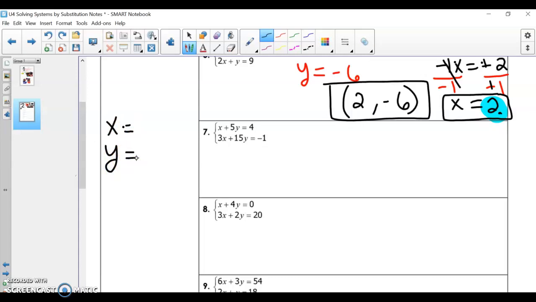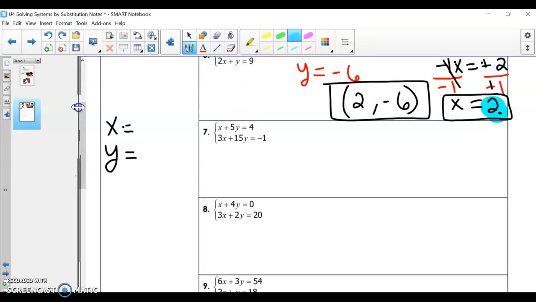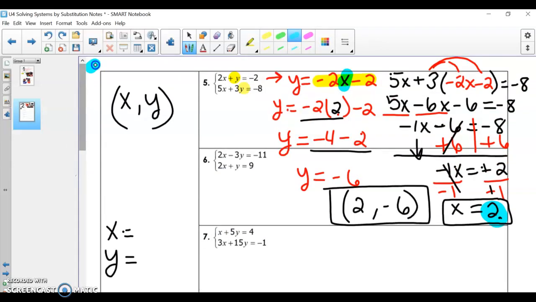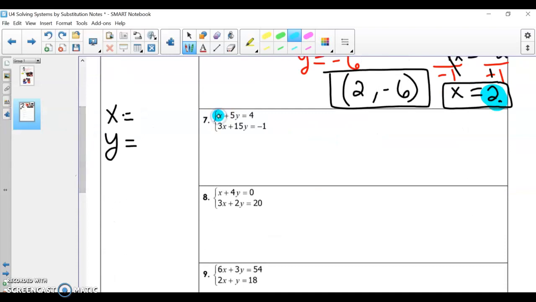Okay, if you don't have that, you want to look for a variable that stands alone. Kind of like I did in number 5, where I saw that the y was by itself. In this case, I see that the x is by itself, so I'm going to do the same thing and convert it so the x stands alone.